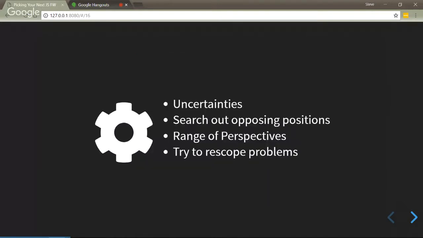These were some of the kind of things that they asked about, like, did you spend time documenting uncertainties or problems in your decision? It's okay to do research, but what were the things that you didn't find out? Did you go out of your way to find people with opposing positions to what you were thinking? Did you get a range of perspectives? When you look at problems, did you spend time and try to rescope them into different issues? Like maybe you don't need a JavaScript framework, for instance.